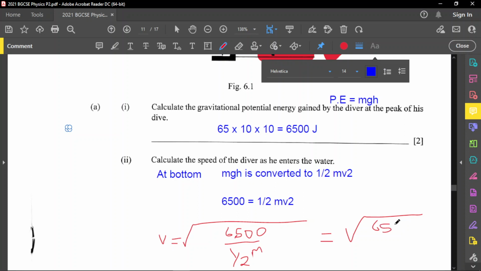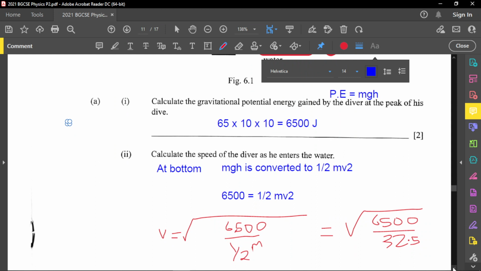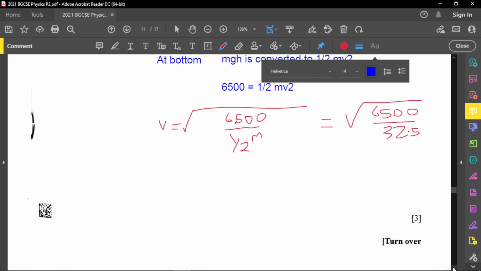So we have the square root of 6,500 divided by half the mass. And the mass of the diver was 65, so half of 65 is 32.5. And so what we're going to have here now is the square root of 200. So V is equal to the square root of 200, and the square root of 200 is equal to 14.14 meters per second. So that is the velocity on hitting the water.